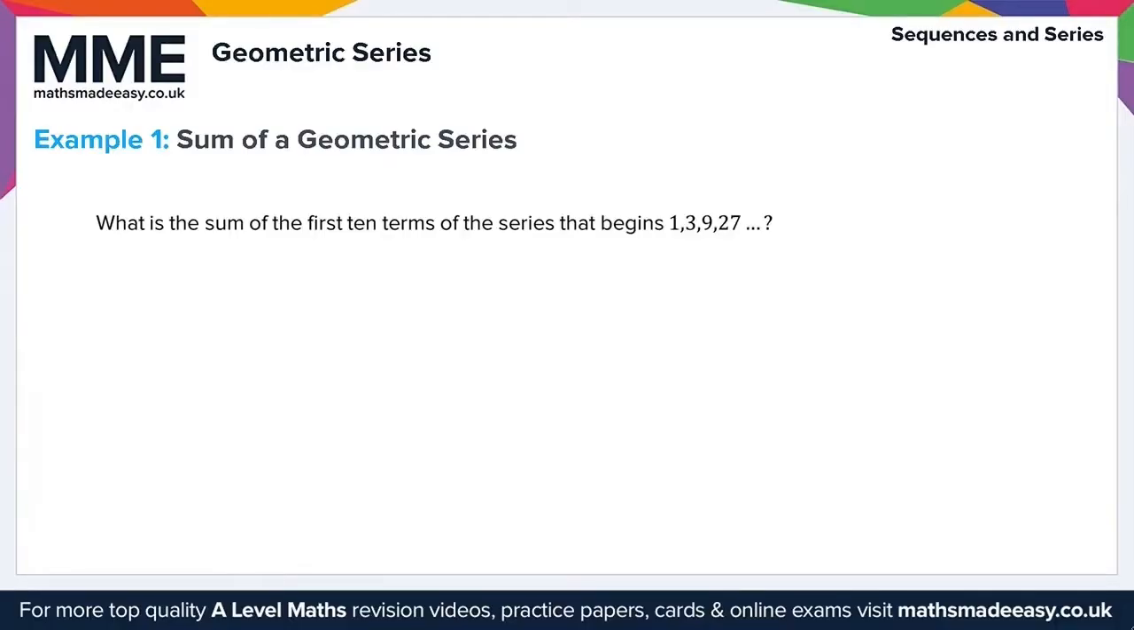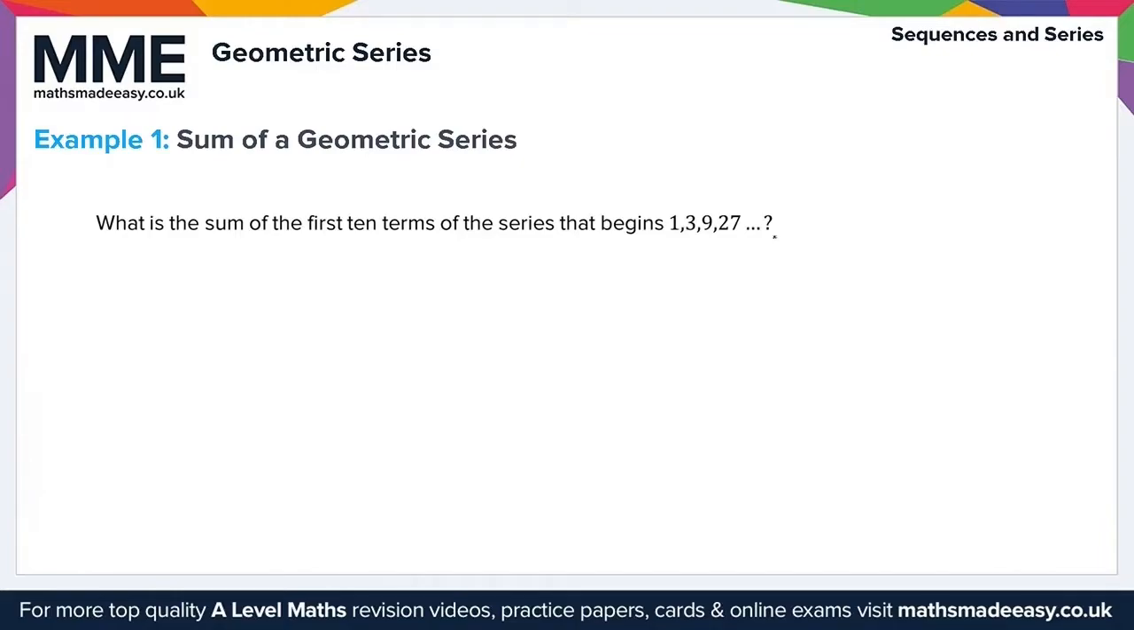In example 1 here, we're simply looking at the sum of a geometric series. And the question asks us to find the sum of the first 10 terms of the series that begins 1, 3, 9 and 27. So what we should do here first is denote the formula for the sum of the first n terms, and then we can take a look at that formula to decide what bits of information we need from our given series.